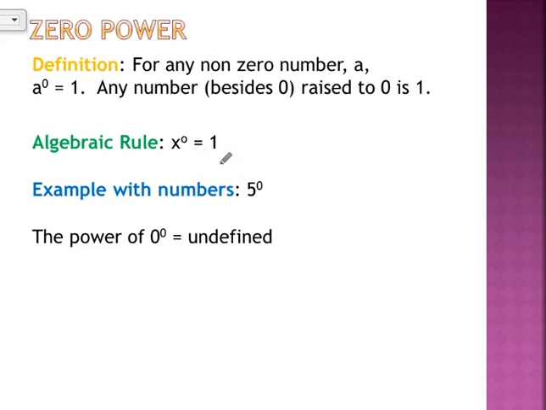Zero power. Any number to the 0th power is going to be 1. Besides 0, any number besides 0 raised to the 0th power is going to be 1.